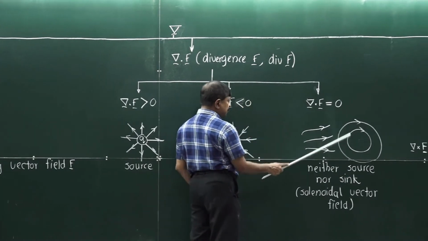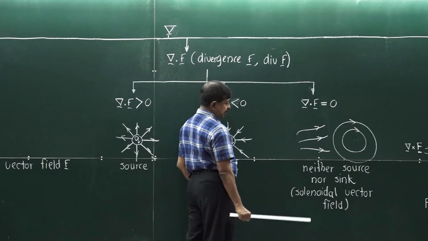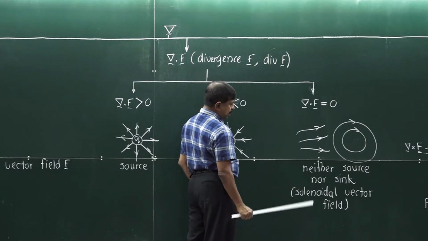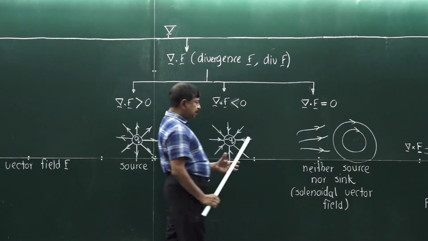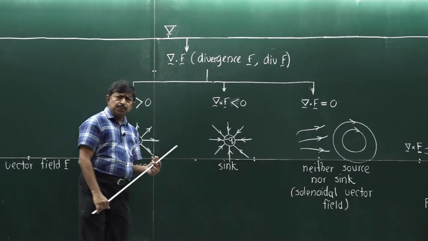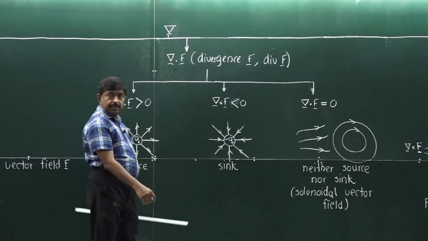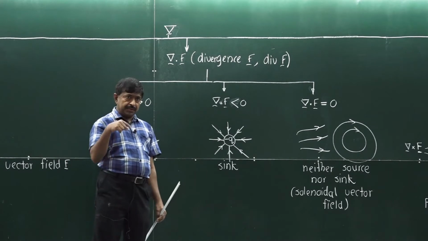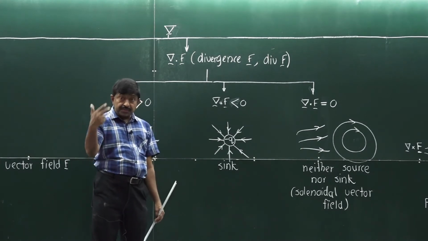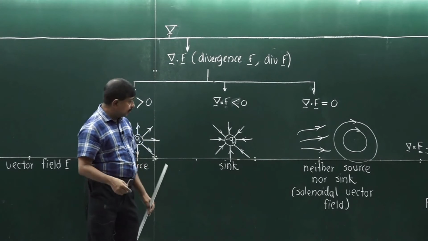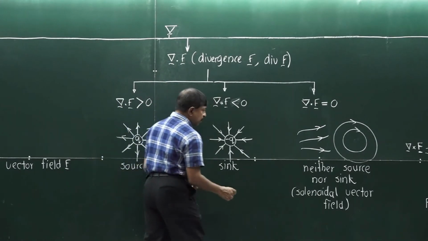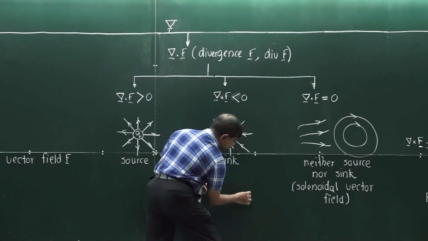So, this is called a solenoidal vector field. Why do you call it a solenoidal vector field? Let me explain. In electrical engineering, there is something called a solenoid. It is used very frequently in electric circuits. It is like this. So, you have that name because of this.